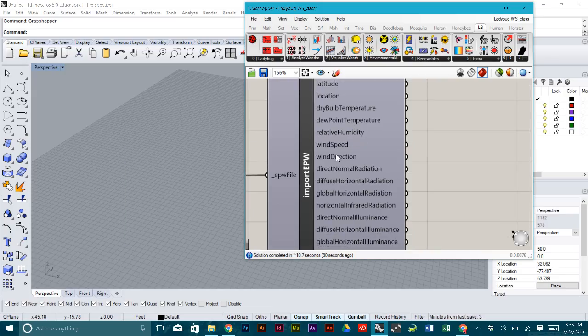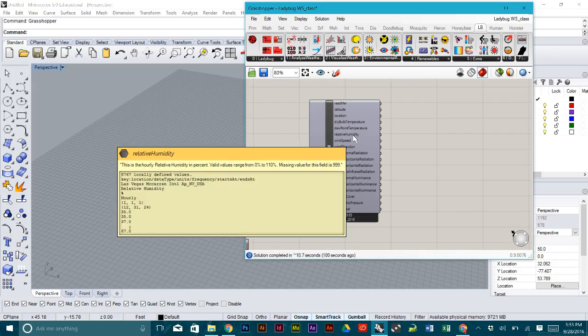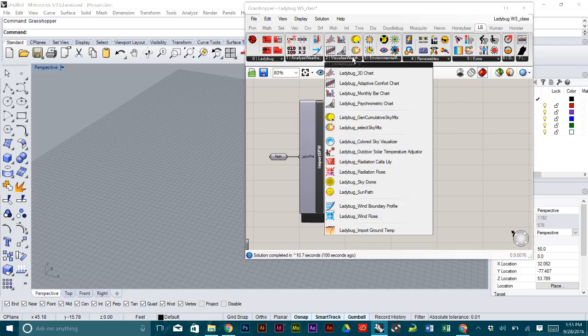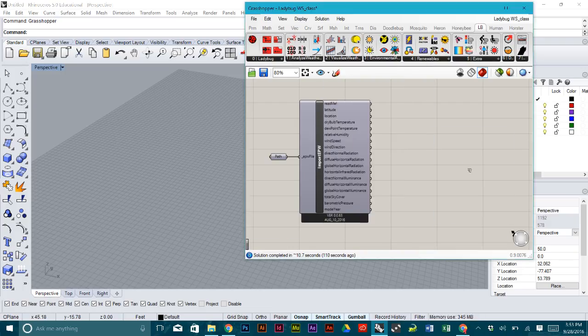Then you can see those next two parts are wind speed and wind direction. These are, again, what we need to do our windrose diagrams. So I'll go again back to my visualization, scroll down to Ladybug windrose.